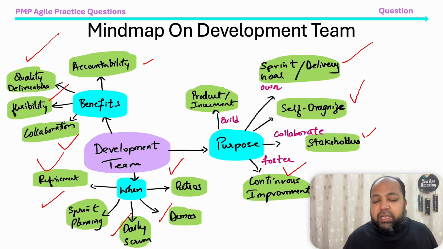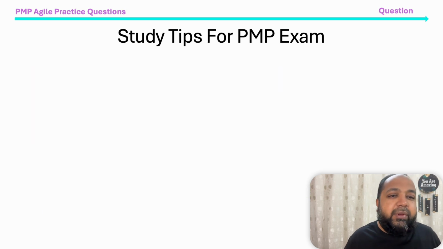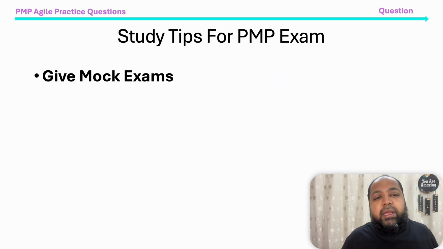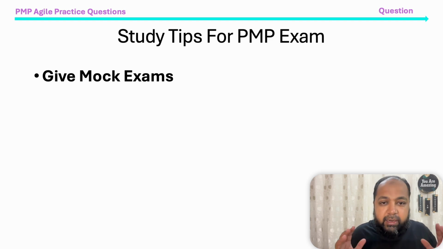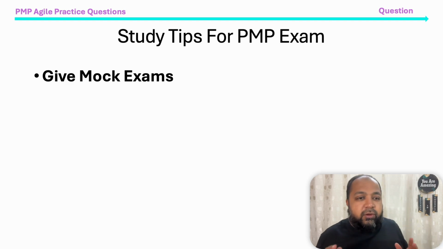Now before that, I'll share a study tip for the PMP examination. The study tip for today is giving mock exams. You have to get into simulation mode. You have to sit and write for 3 hours 50 minutes and get the feel of the PMP examination. It helps you a lot. The rate at which you should be going is one question per 1 minute 20 seconds. That's the rate at which you should be answering questions.